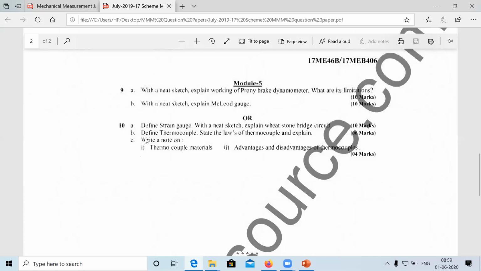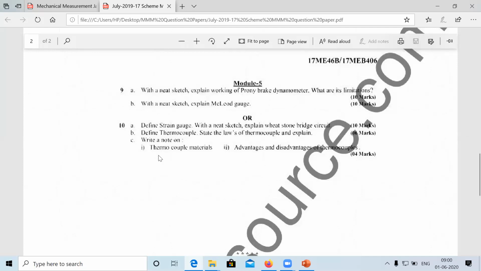Similarly, they have asked you to define the thermocouple. You have to tell the concept related to the thermocouple, the principle behind it, and state the laws of thermocouple. We have two laws of thermocouple that we have to explain. And lastly, write a note on thermocouple materials. We studied many materials associated with thermocouples, the thermocouple material elements, and you have to explain them. Totally it is for 6 plus 4, 10 marks, given in sub-classification of 6 and 4.